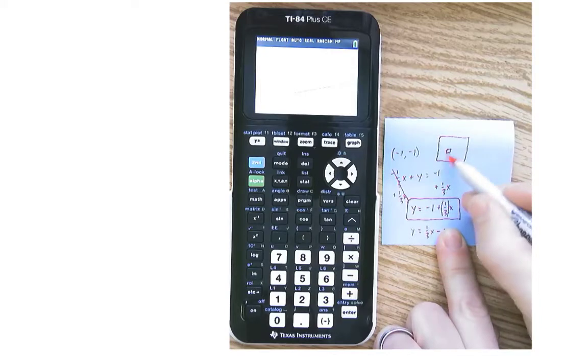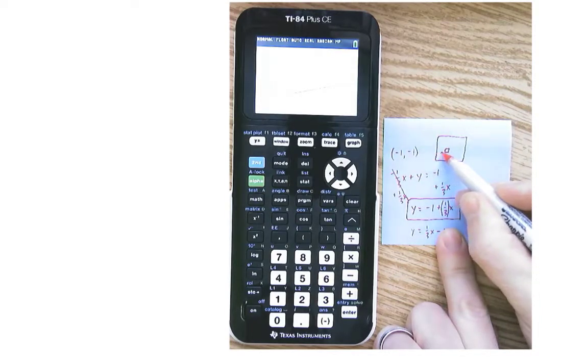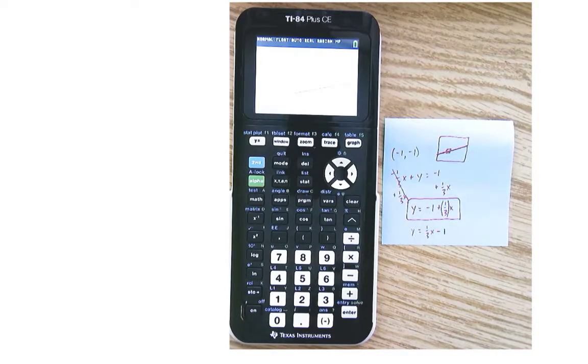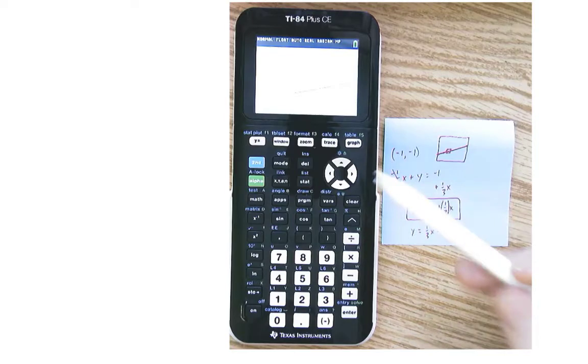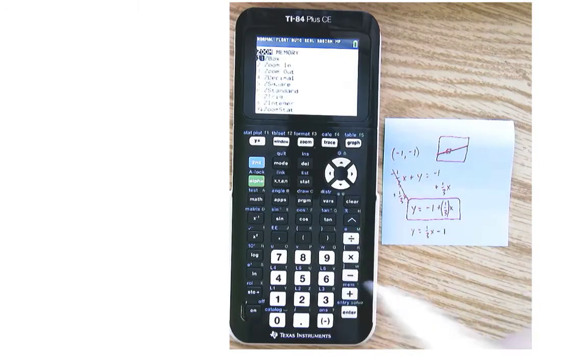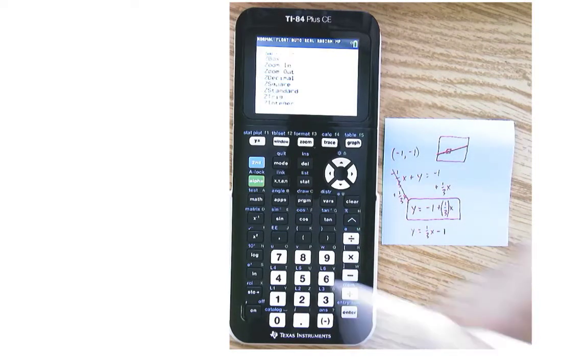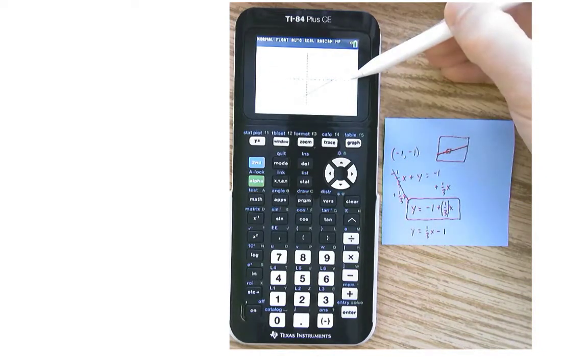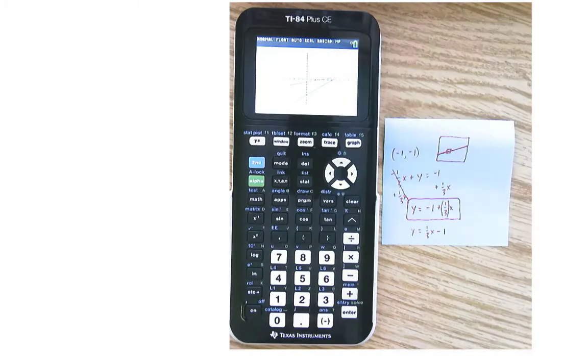But unless your line happens to go through that little point, unfortunately ours does, it kind of kills my example, but go so that you're not going to see anything on your screen at all. A way you can easily get back to the normal window is if you press zoom, and then number 6 is zoom standard. That'll take you back to where you have a negative 10 to 10 on the x and a negative 10 to 10 on the y.